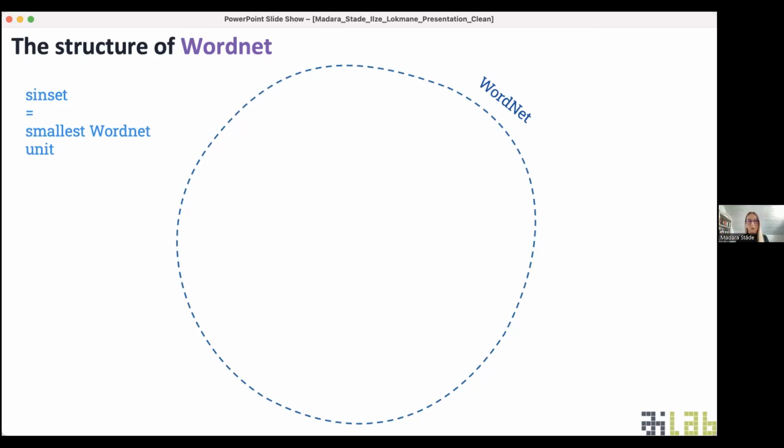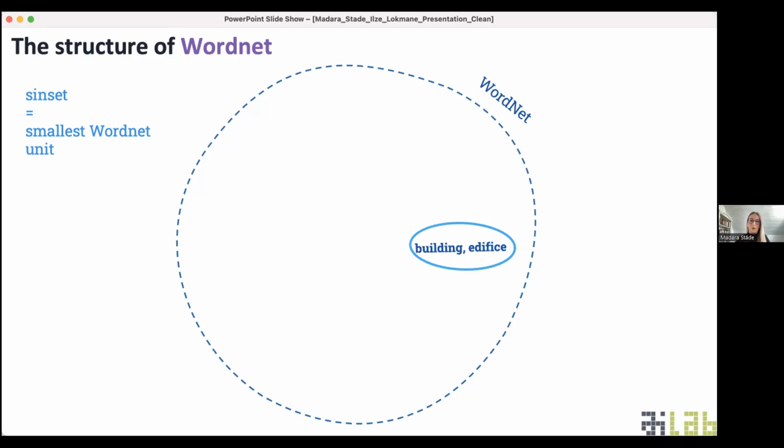So a synset is the smallest unit on which WordNet operates. We don't operate with separate word meanings, but we operate with synsets. Some synsets only contain one word meaning because some meanings don't have synonyms, and that's completely fine. But more often than not, a synset will contain 2, 3, or more synonyms. Some synsets are absolutely huge. They can consist of 40 plus words. But for the sake of brevity, I will use a neat little synset of 2 words, so building and edifice.